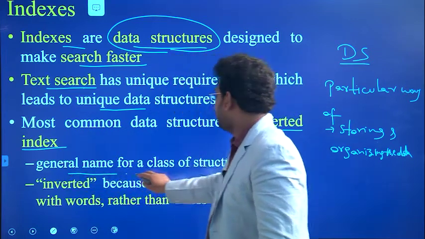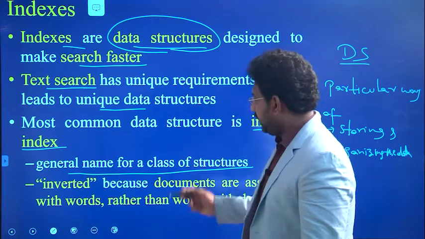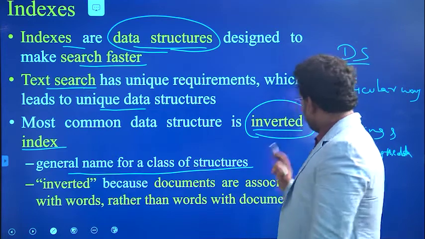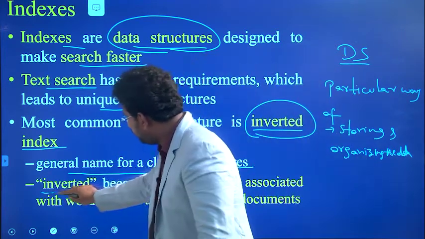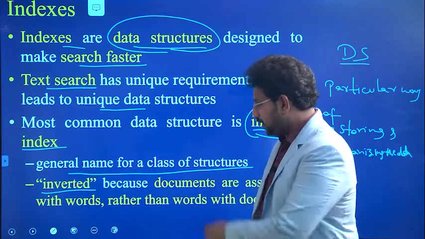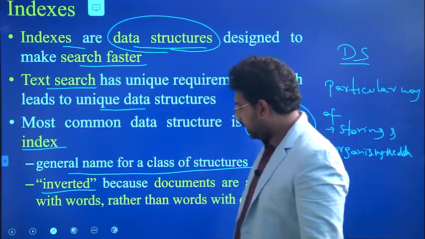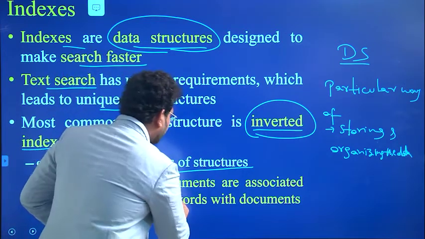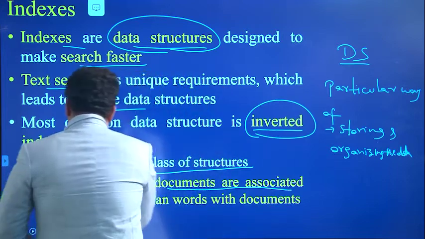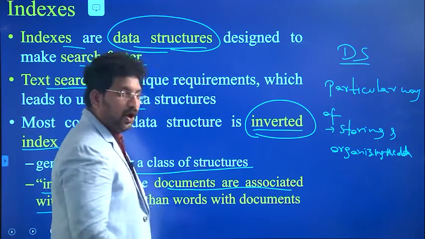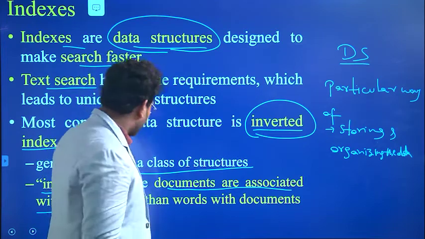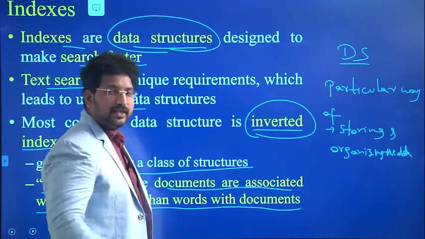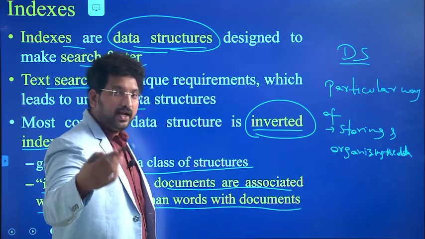Now if you see some more points about it, it is the general name for the class of structures. Here we have the word inverted. What is inverted? Why are we calling it inverted? Now if you see here, you will find very clear information. Inverted because documents are associated with words rather than words associated with the documents.